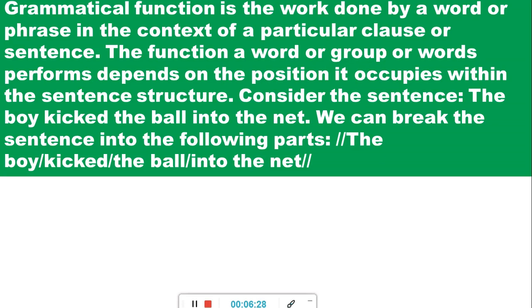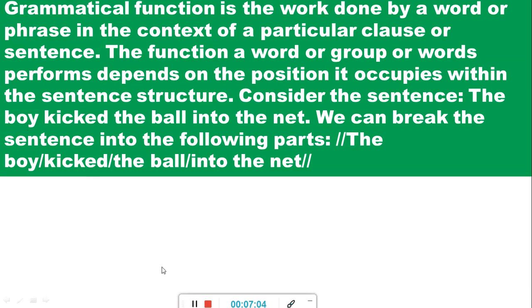Consider the sentence, the boy kicked the ball into the net. Now let's look at this sentence specifically. The boy kicked the ball into the net. We can break the sentence into the following parts. The boy, that is one unit. Kicked, another unit. The ball, another unit. Into the net, another unit. So we can look at these various units, all right, and each of them, as a matter of fact, occupies a particular position.